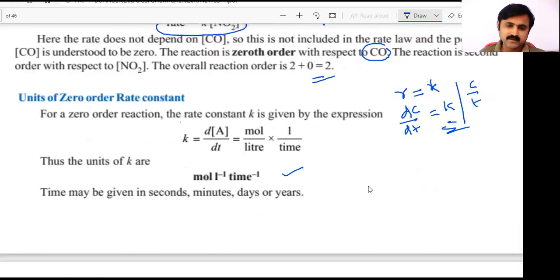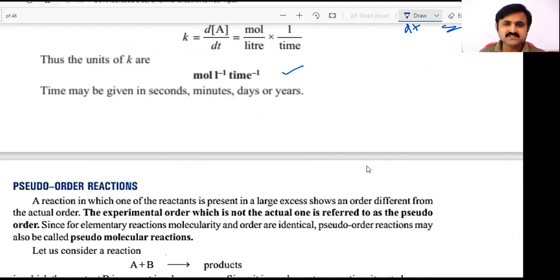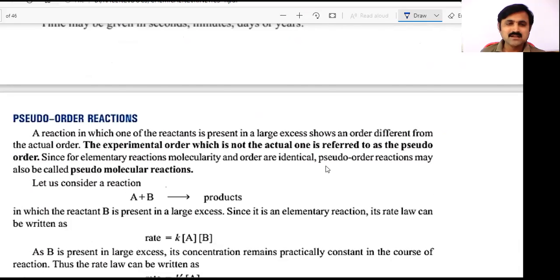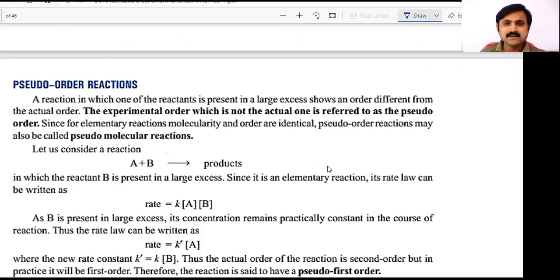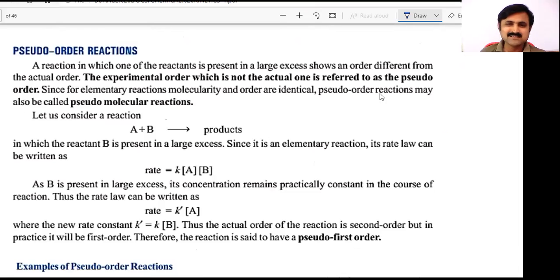Moving on to the next thing. What are pseudo first order reactions? Actually, pseudo first order reactions are those in which one of the reactants is present in large excess and shows an order different from the actual order. This is a quite interesting concept and most important also from the examination point of view.